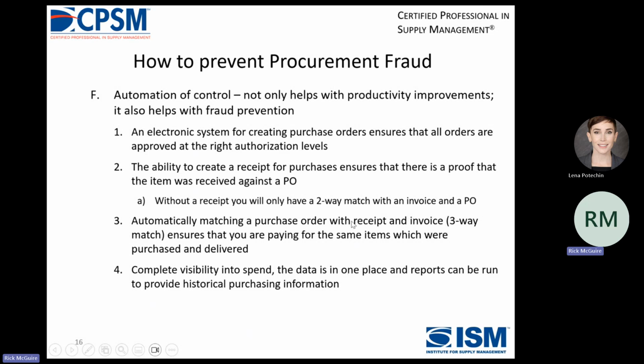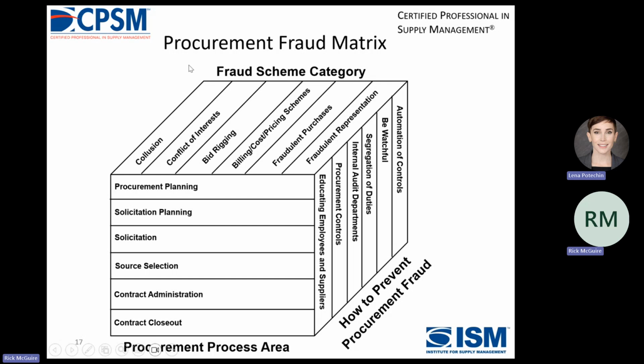There are occasions when you do a two-way, but usually that's very high volume goods, for us like tires and stuff like that. Complete visibility into spend. The data is in one place and reports can be run to provide historical purchasing information. A lot of large businesses get into problems with this because they buy companies and they don't ever set up the same ERP systems.